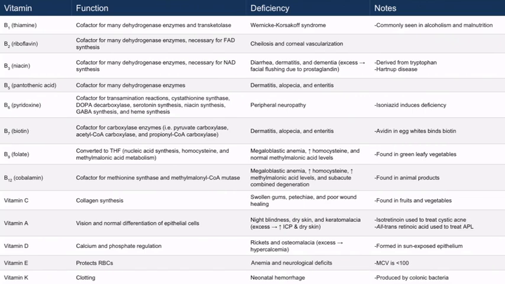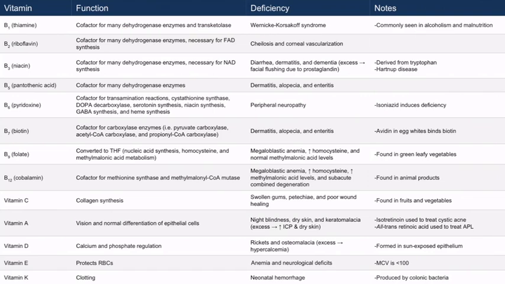Vitamin B1, or thiamine, is a cofactor for many dehydrogenase enzymes, like I just mentioned, as well as transketolase. On Step 1, a thiamine deficiency most commonly presents as Wernicke-Korsakoff syndrome, and it's commonly seen in alcoholics. I discussed the syndrome in the section on the TCA cycle, but recall that this is a syndrome that results in a number of symptoms, including memory loss, ataxia, and ophthalmoplegia.